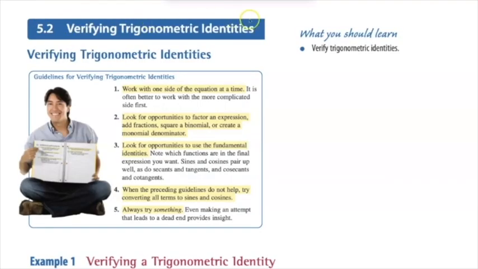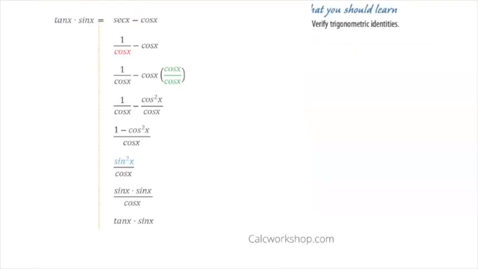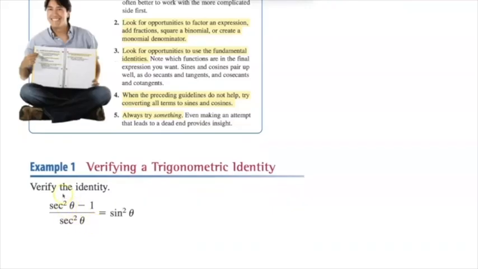5.2, verifying trig identities. What we should learn? We should learn how to verify trig identities. Verifying trig identities basically means you want to verify that this guy equals this guy.